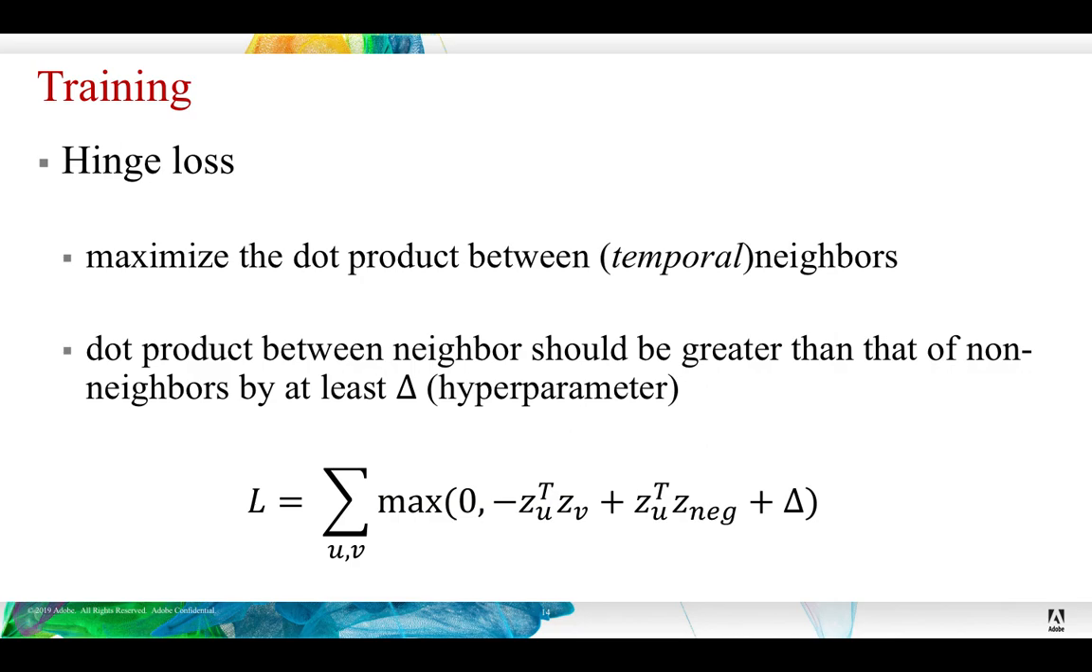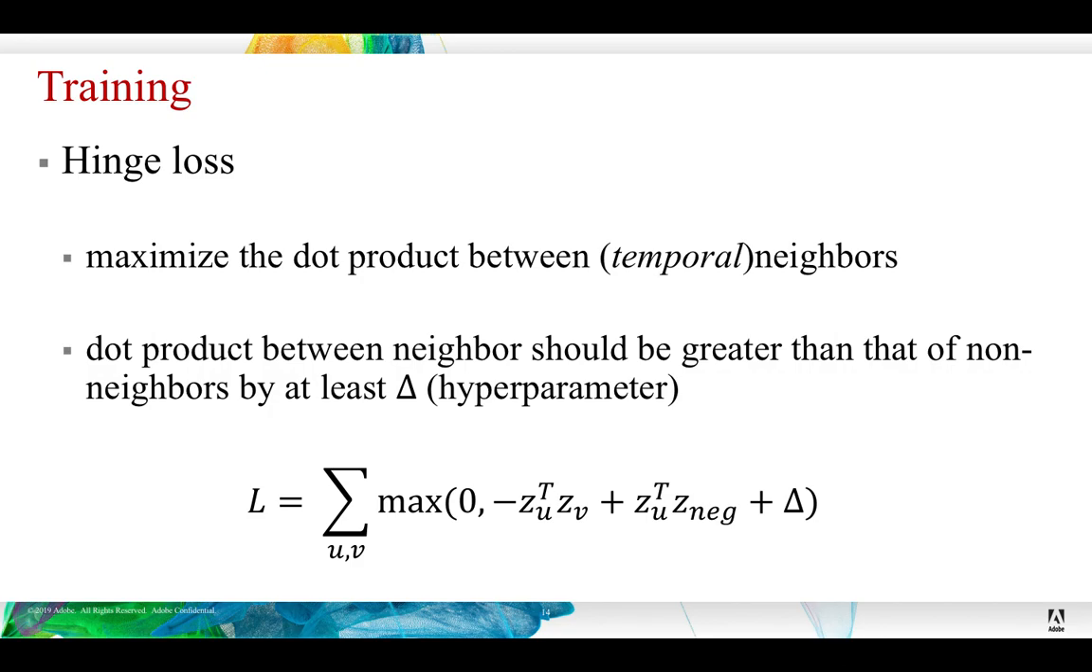Now that we have defined our network, we train it in an unsupervised setting through a hinge loss function. The intuition for using hinge loss is that the dot product between the neighbors should be greater than that of a non-neighbor by at least delta, which is a tunable hyperparameter in our case.